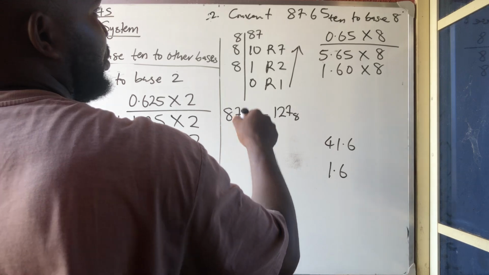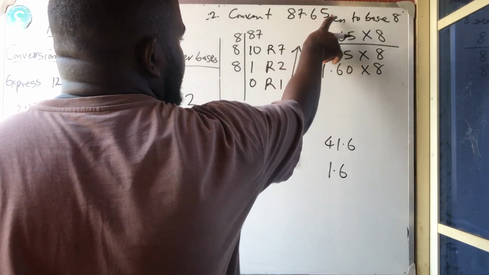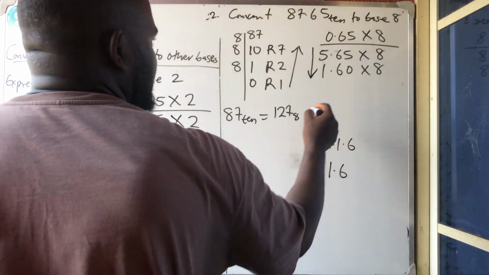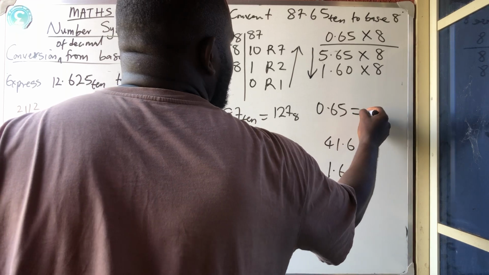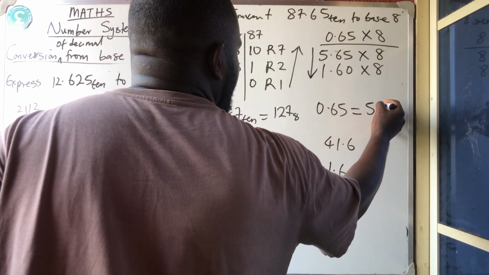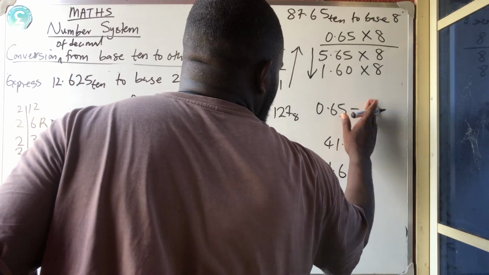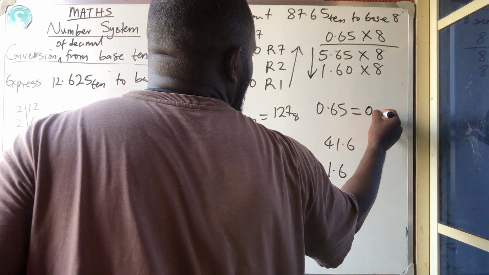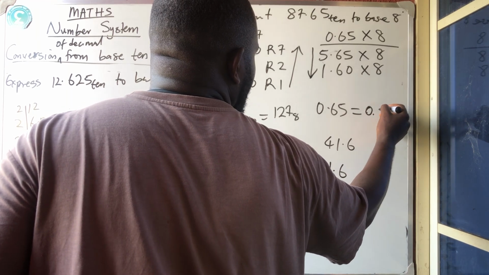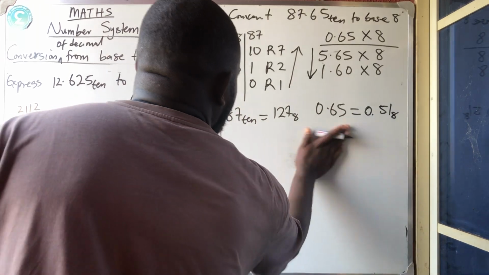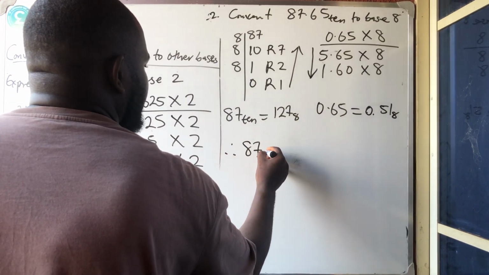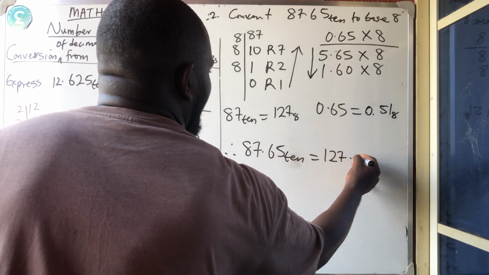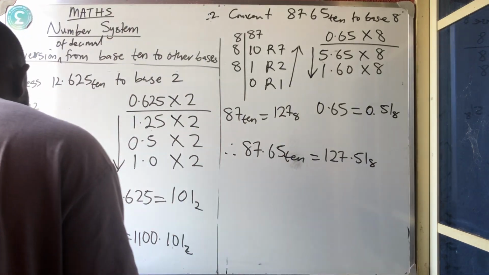Okay, 1.60 times that 8, if you still want to continue. But this thing now is in 2 decimal places, so I want my own to be in 2 decimal places, so I'm stopping here. My answer is from up to down, don't forget. So therefore 0.65 is the same thing as saying 0.51, because this line is the point, 0.51 in base 8. So therefore 87.65 in base 10 is the same as saying 127.51 in base 8. You see, as simple as that.